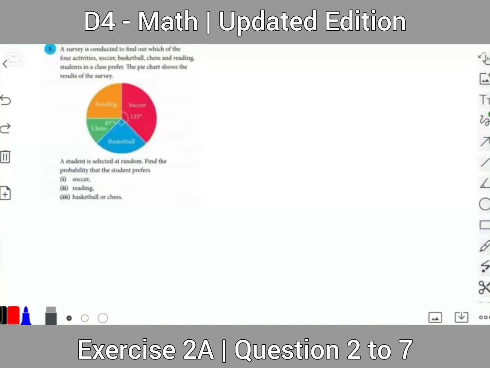Now in question 5, a survey is conducted to find out which of the 4 activities, soccer, basketball, chess, and reading, students in a class prefer. The pie chart shows the results of the survey. A student is selected at random. Find the probability that the student prefers, in part 1, soccer.